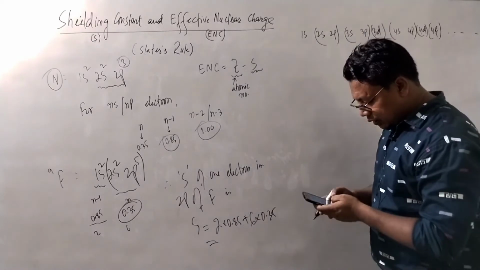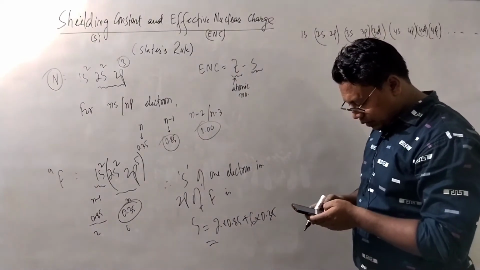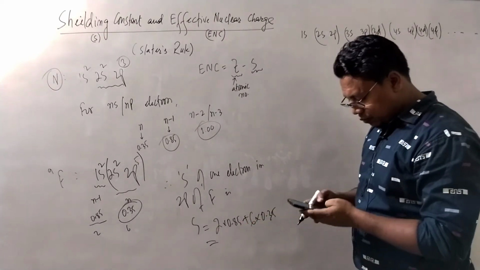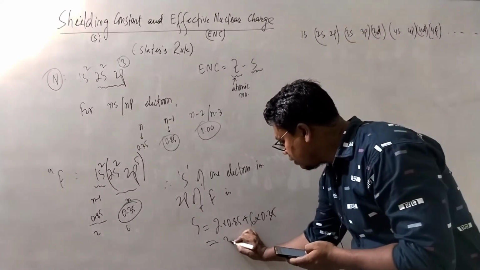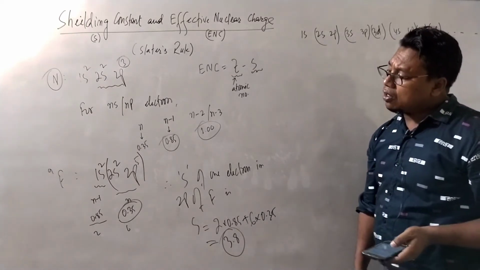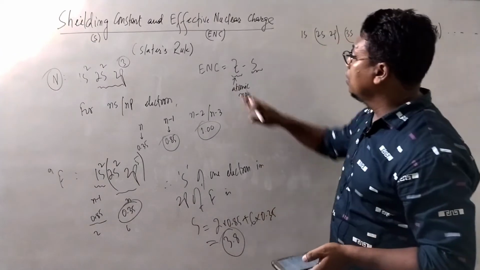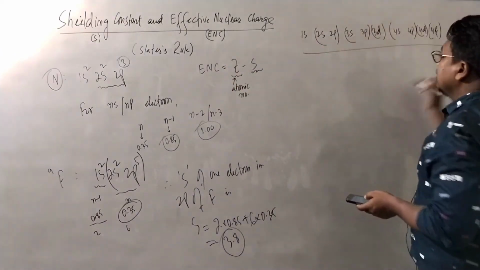Okay, so this is 0.35 into 6 plus this is 1.7. This is our 3.8. 3.8 is the shielding constant of what? An electron in 2p of fluorine. So using this formula we can also calculate what?